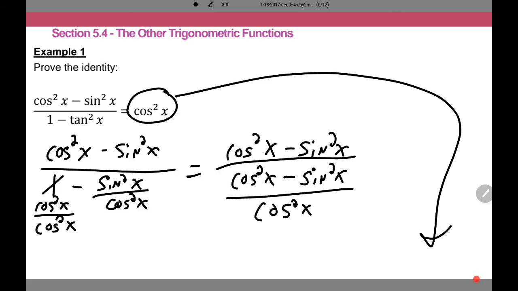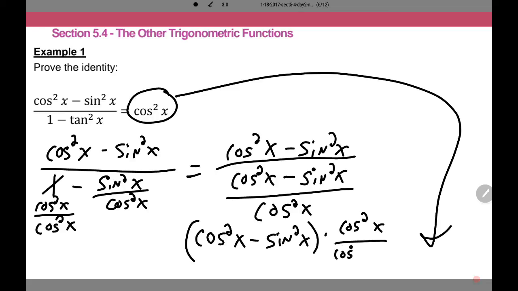I've got a fraction, and I'm doing division. So I've got this top stuff divided by the stuff on the bottom. Well, when I divide by that stuff on the bottom, I can actually make that into the same thing as multiplying by the reciprocal. So I've got my top times cosine squared of x over cosine squared x minus sine squared x. And guess what happens? I'm left with just cosine squared x. So I just verified that identity. So we made our complicated left-hand side look exactly like our right-hand side, and that verifies the identity.